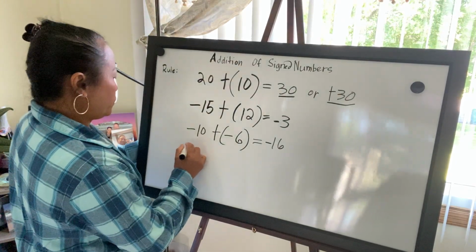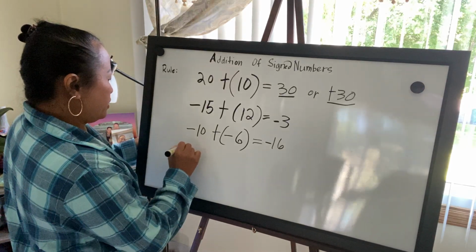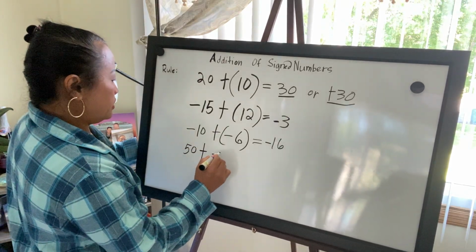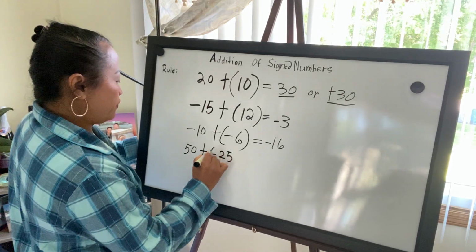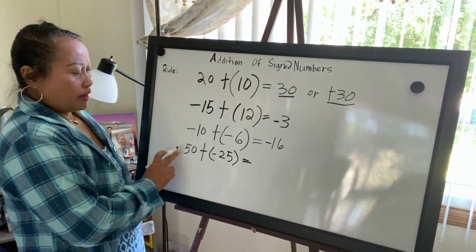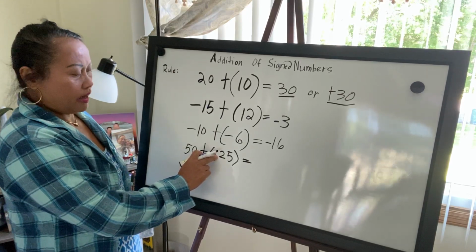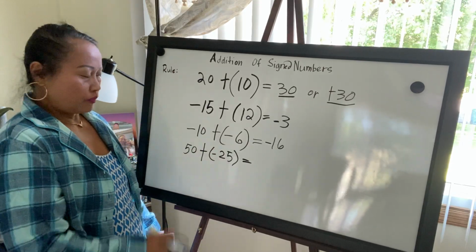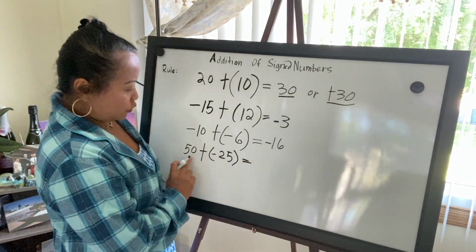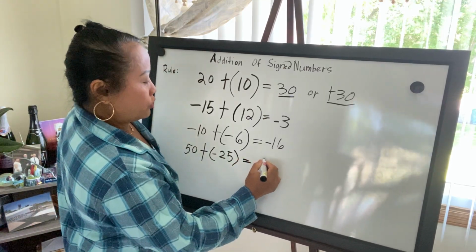Another one. 50 plus negative 25. Okay. They have positive and negative. We have to subtract. So, different signs, you have to subtract. What is the difference between these two? 50 minus 25 equals 25.